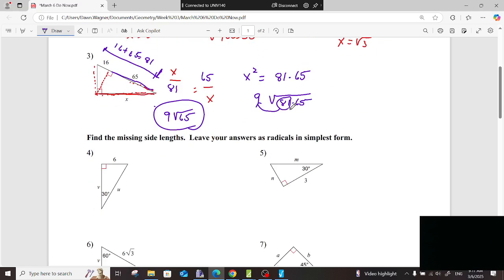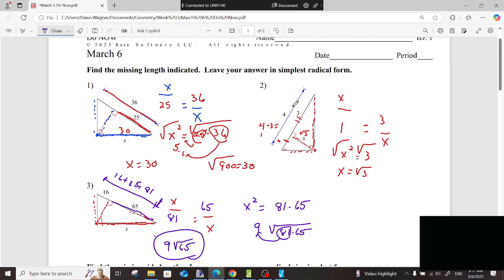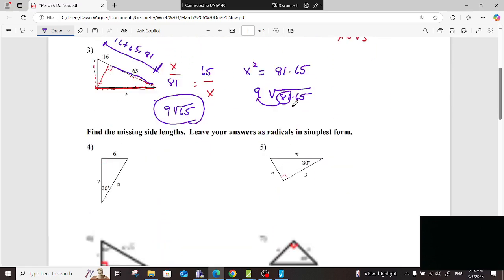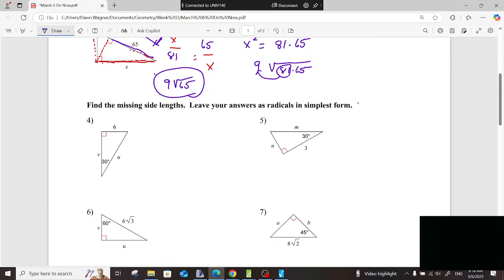Okay, now we're switching, right? We are not doing geometric mean. This one is what? This is special triangles, right? And with the special triangles, we have 2 different patterns. If this is 30 and this is 90, what's this angle have to be right here? 60, because it all has to add up to 180. So this is a 30, 60, 90.